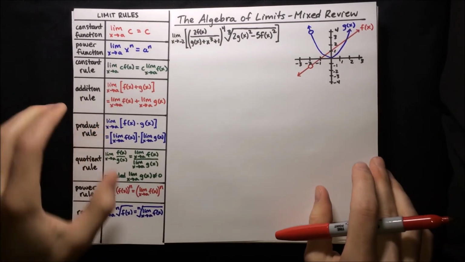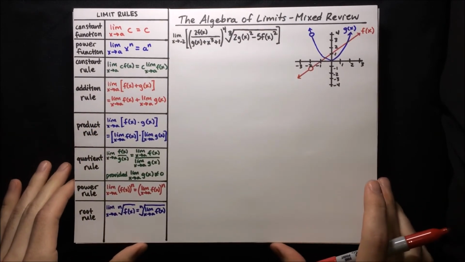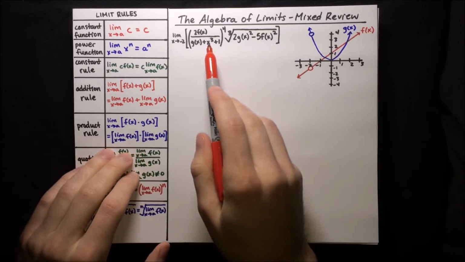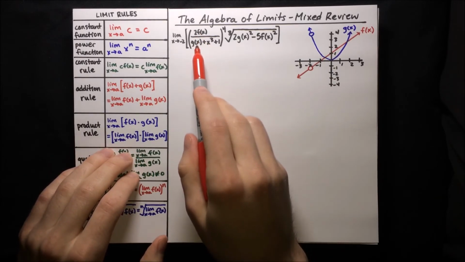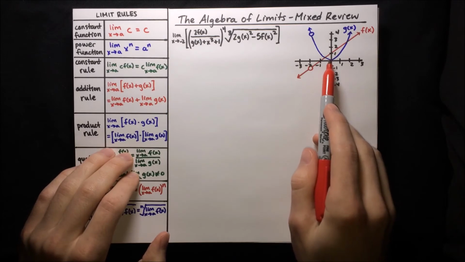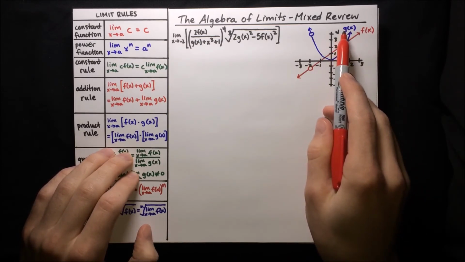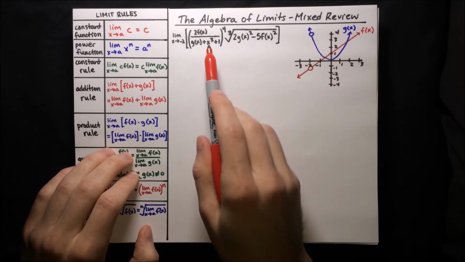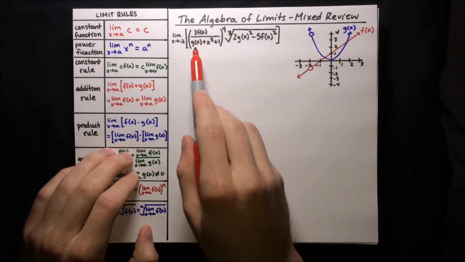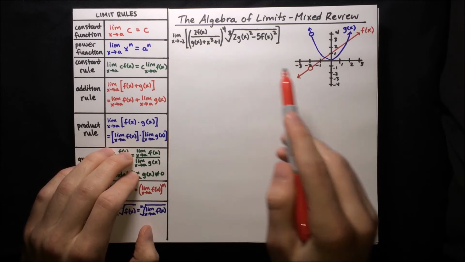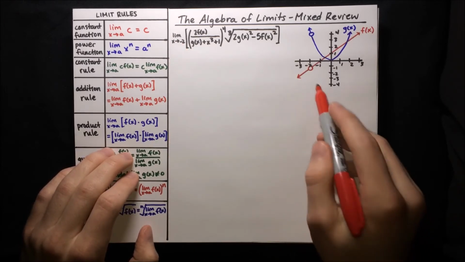Here's an example that mixes things up a little bit. We want to compute this limit here, but we have f of x and g of x within the limit, and we have a graph that tells us information about f of x and g of x. So we're going to eventually need to compute the limits of f of x and g of x as x approaches negative 2. So why don't we just get that over and done with off the bat. Let's look at each function.